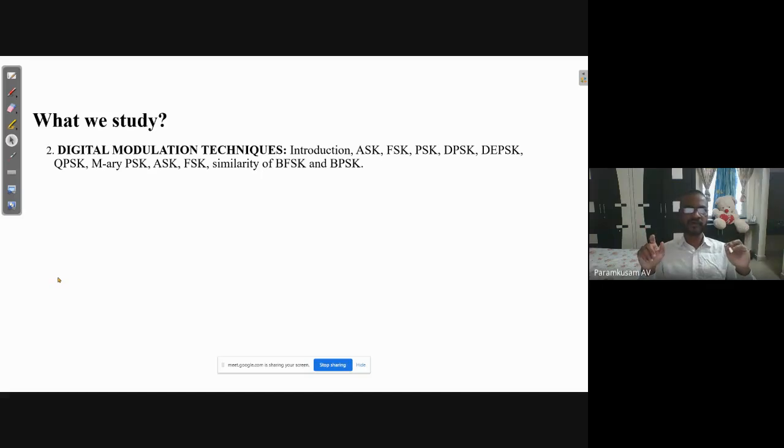In addition to that, the size of the antenna is another factor, because audio signals have a low frequency range. The height of the antenna must be directly proportional to the wavelength, so if the frequency is increased, then the dimensions of the antenna can be reduced. Like that, we have discussed so many advantages. What is the necessity of modulation?